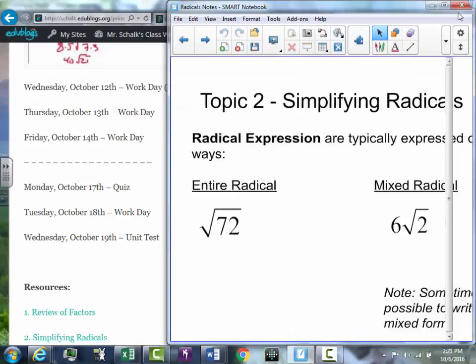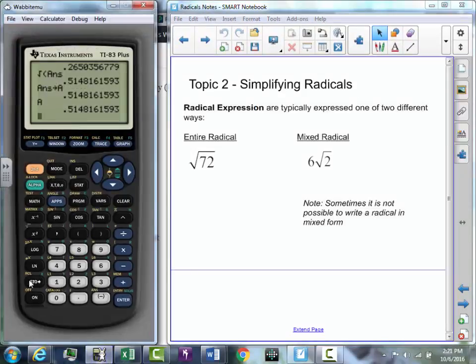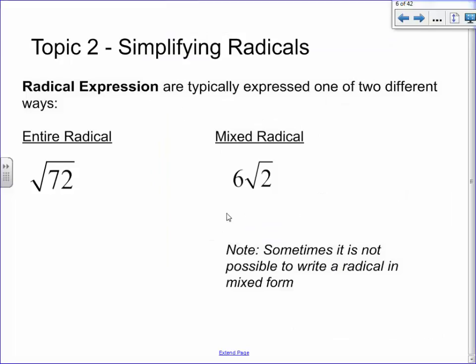I'll prove it to you with the calculator. If I find the square root of 72, it's equal to that number. But if I do 6 and then the square root of 2 right afterwards, it's also equal to that number. This is known as simplifying a radical. It's not always possible to convert something into this mixed form, but hopefully this looks familiar.